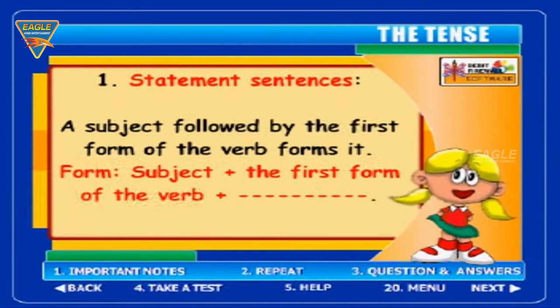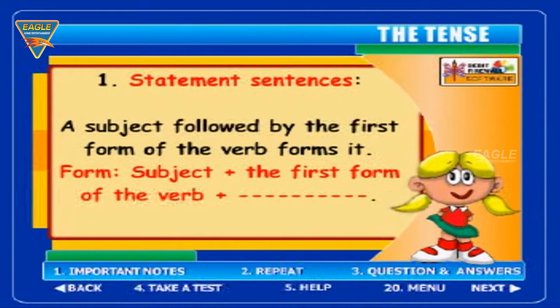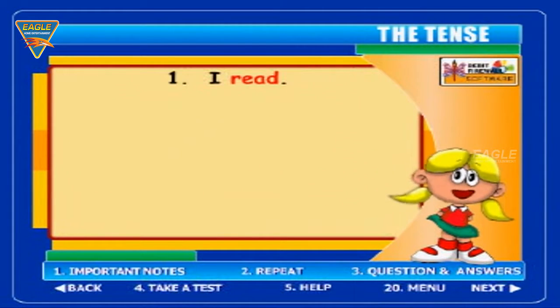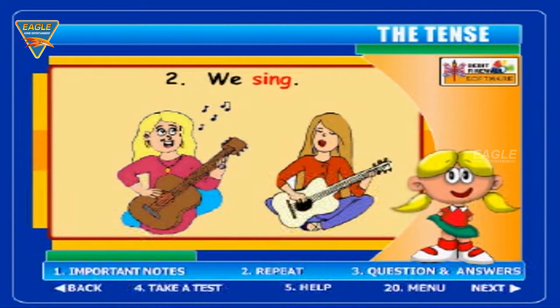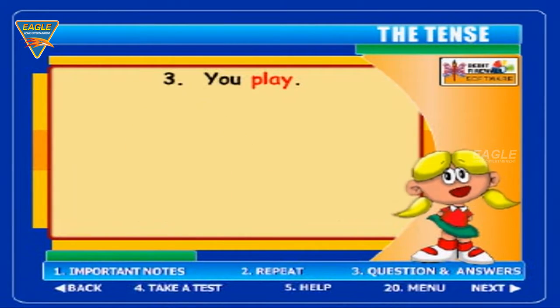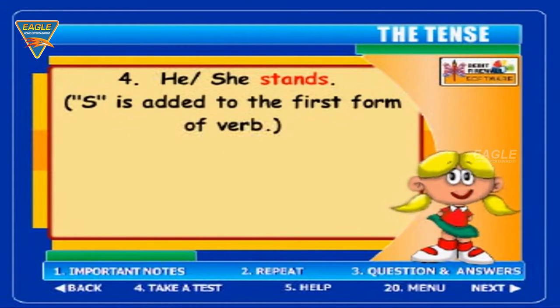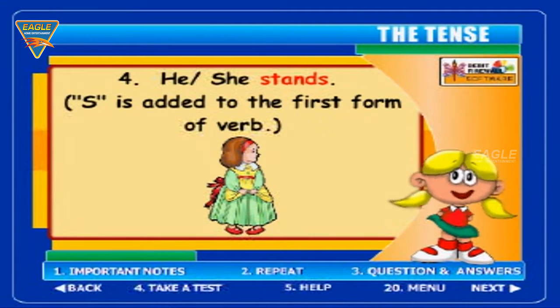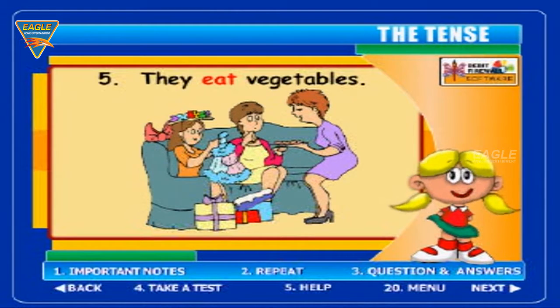Statement sentences. Subject followed by the first form of the verb forms it. Form: subject plus the first form of the verb. Examples, I read, we sing, you play, he or she stands. S is added to the first form of verb. They eat vegetables.